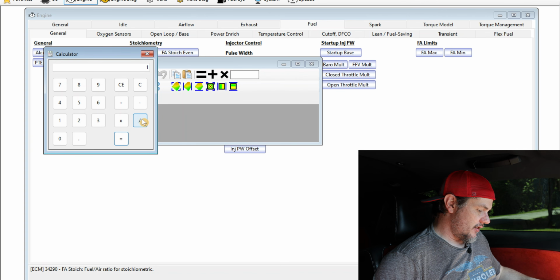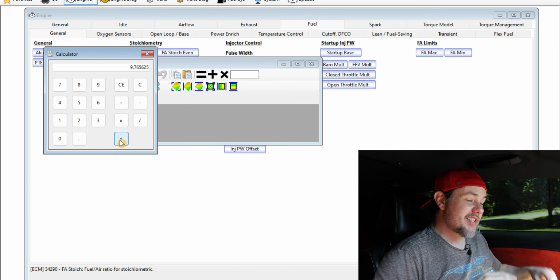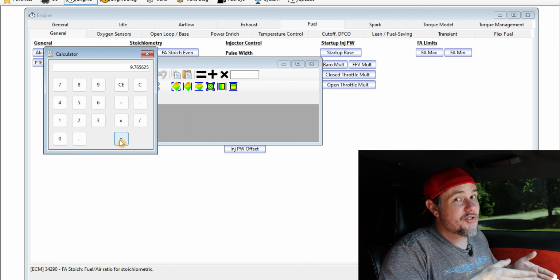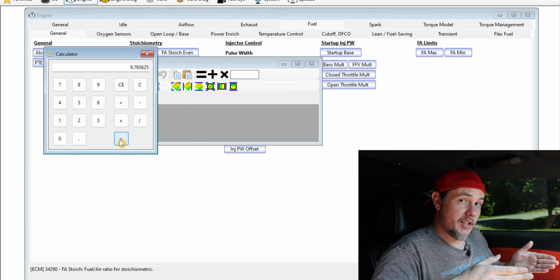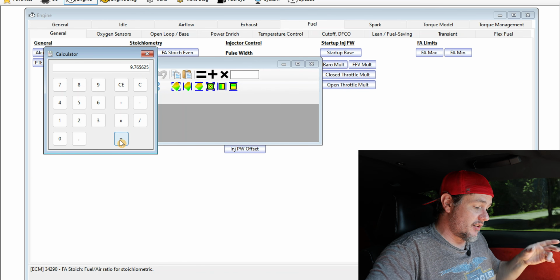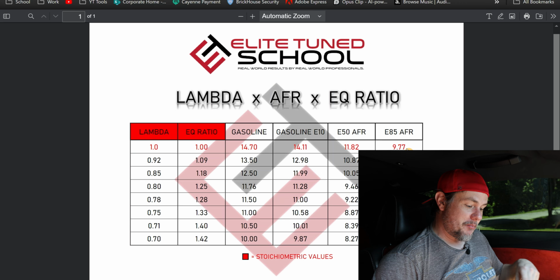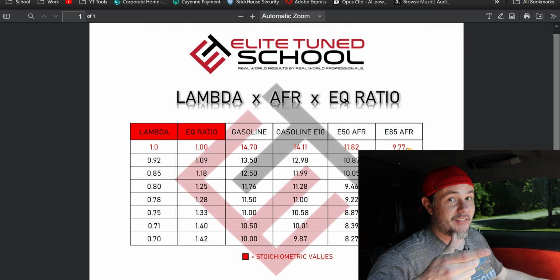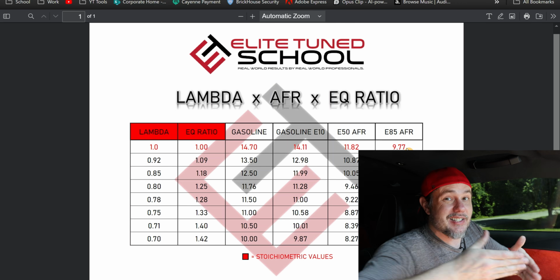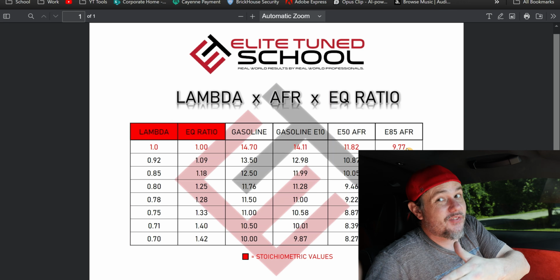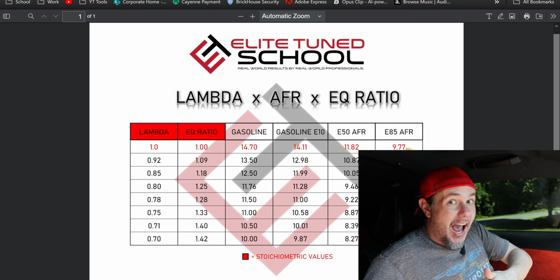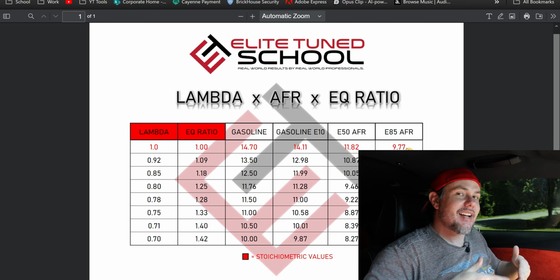1 divided by 0.1024 is 9.76, and these are the values pulled from the Neiman 170, mind you. 85% ethanol is 9.765, and we should be at 9.77. So that is right. 9.77 is 9.765. If you round it up half a thousandth, we hit that 9.77.